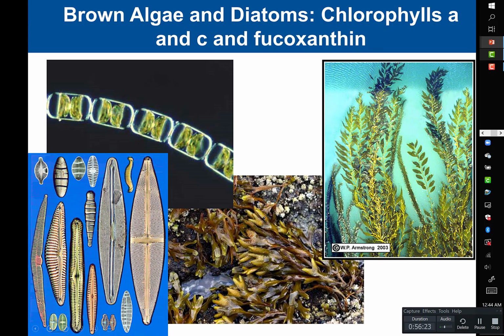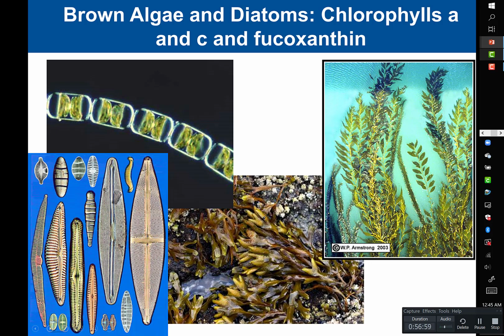So within Kingdom Protista, we also have our brown algae and our diatoms. And the reason that they have this brown pigment, so if you look at this bottom picture here, this is what we typically in California call seaweed. It's the stuff that washes up on our beaches. And that's brown algae. And the pigment comes from chlorophyll A and C and fucoxanthin. So it's a type of pigment that these organisms produce. And as a result, they have this brown appearance.